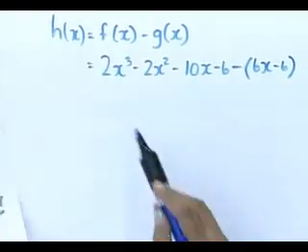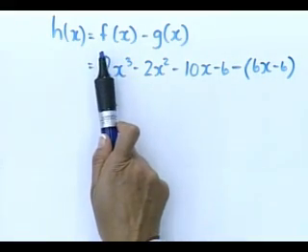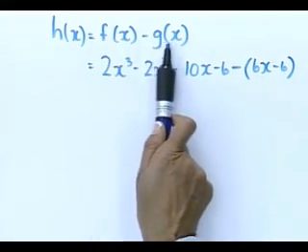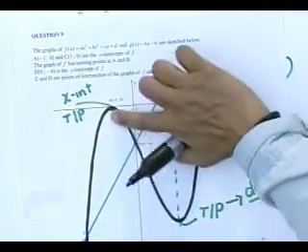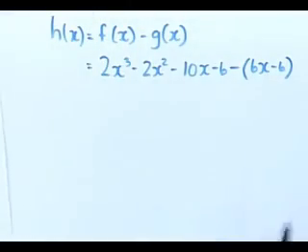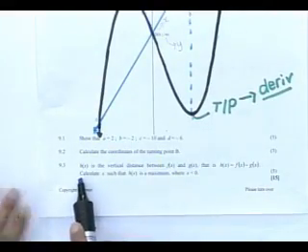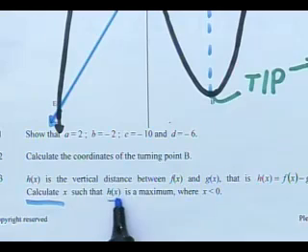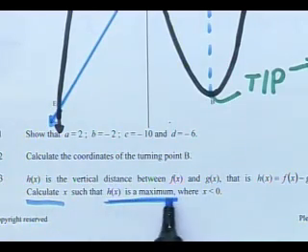Now the question says that h of x is the vertical distance between f of x and g of x such that h of x is f of x minus g of x. I told you, just look at the sketch quickly. It is the distance represented between the two graphs. You take your top and you minus your bottom graph. Now what is the question? The question is: calculate x such that h of x is a maximum, where x is smaller than 0. h of x must be a maximum.